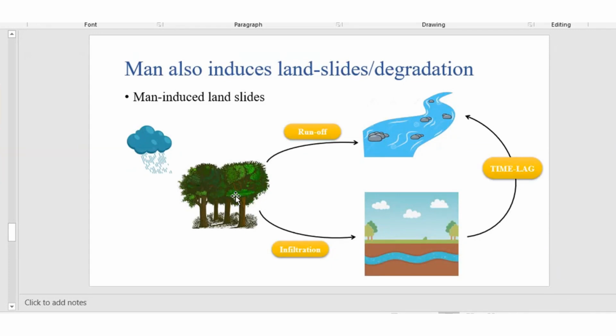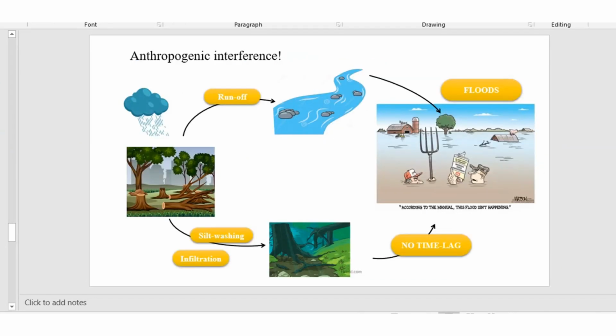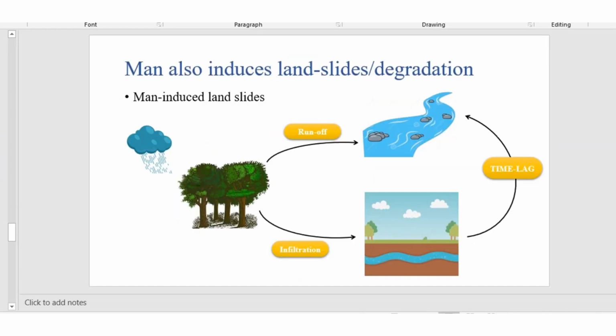For a certain period of time it stays, it creates a time lag, and then it enters into the water bodies. Now we'll modify the situation. There's a modified situation where you've cut off trees, where you've destroyed trees. So what do you think will happen if I destroy trees?